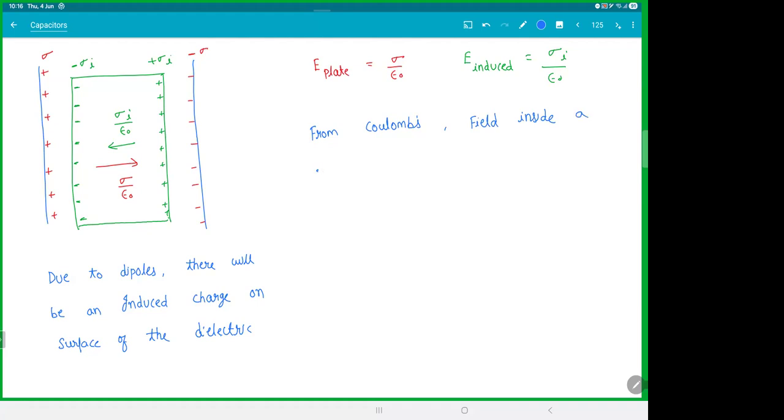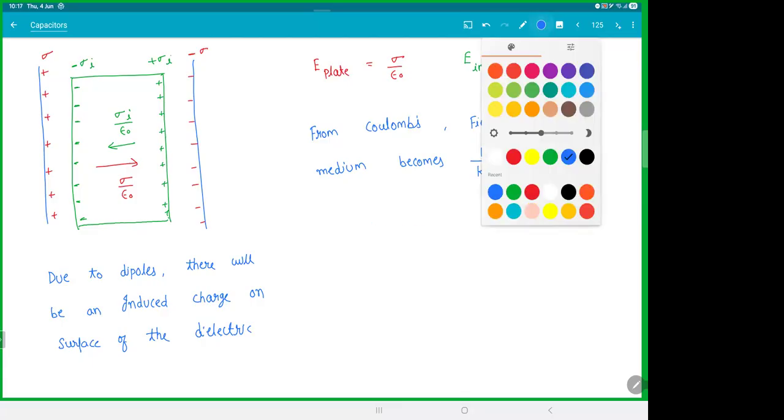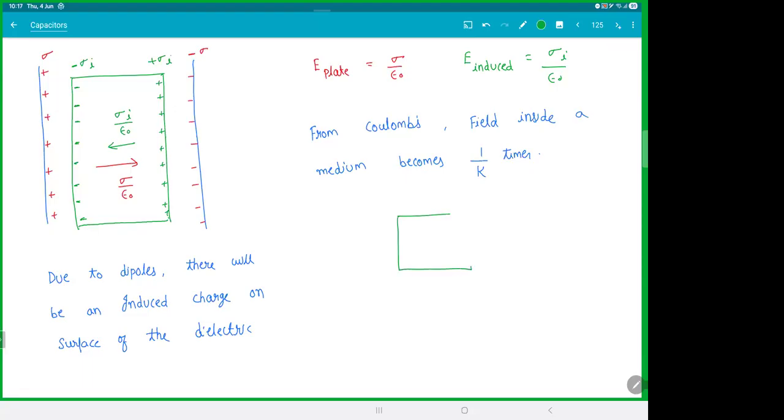Field inside a medium becomes 1 by k times. So that means, see, this is the scenario. In that slab which you have taken, if outside the field was E, then the field inside would be E by k. And once you come out again, the field becomes E. So inside, the field will decrease because of these dipoles. The dipoles will decrease the field.